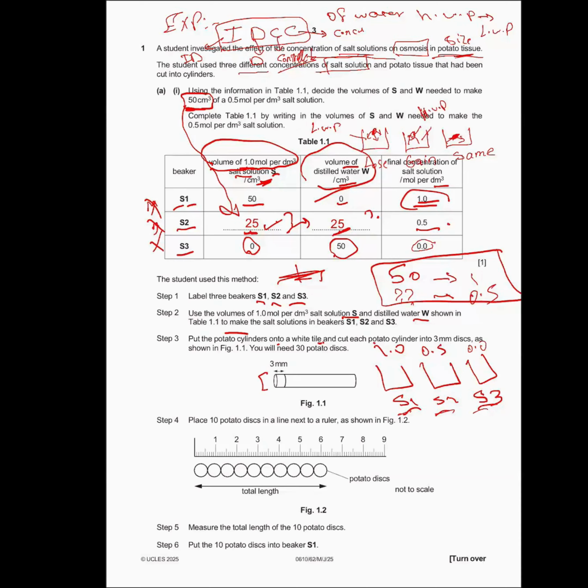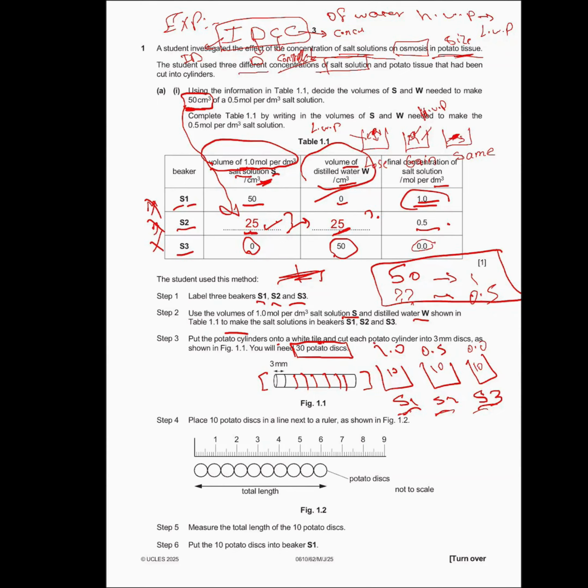When we have a potato like this, you will cut each 3 millimeter, you will cut a disc. And then you need 30 potato discs. Why? In this one, we will add 10 potato discs. S2, you will add 10 potato discs. S3, you will add 10 potato discs.